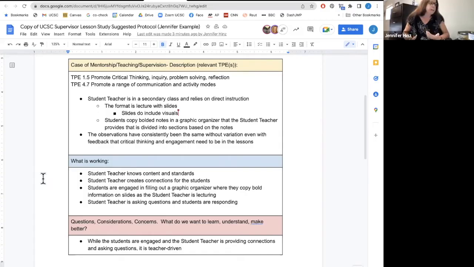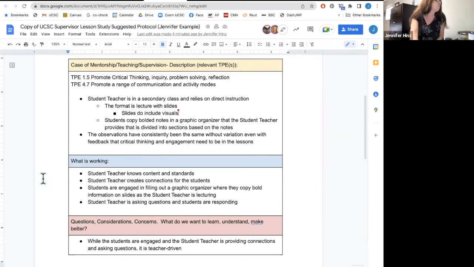The students are engaged. I will say that they are filling out the graphic organizer, and that the student teacher does walk around, and that the students are engaged in the content when I'm in there. Everybody seems to be on task. And the student teacher is asking questions and the students are responding. So there is quite a bit that's working.